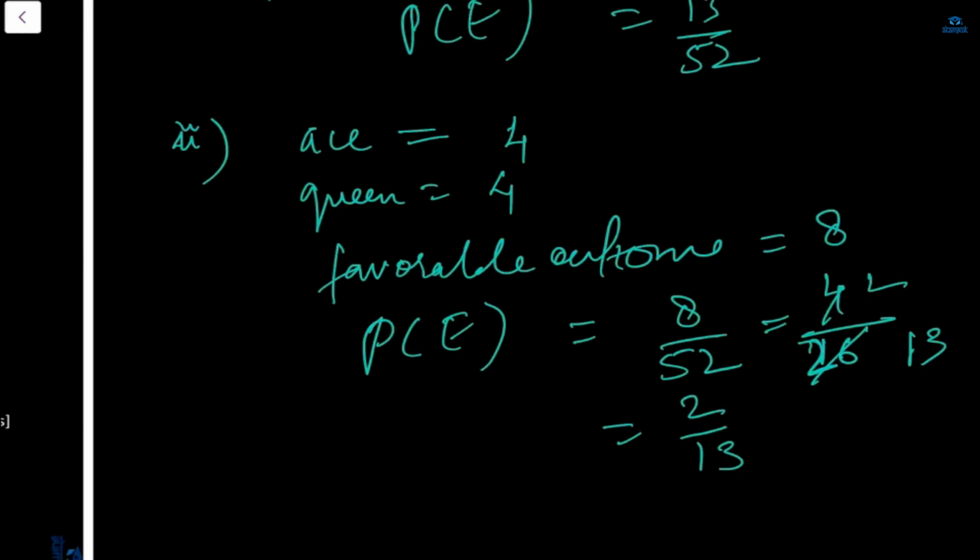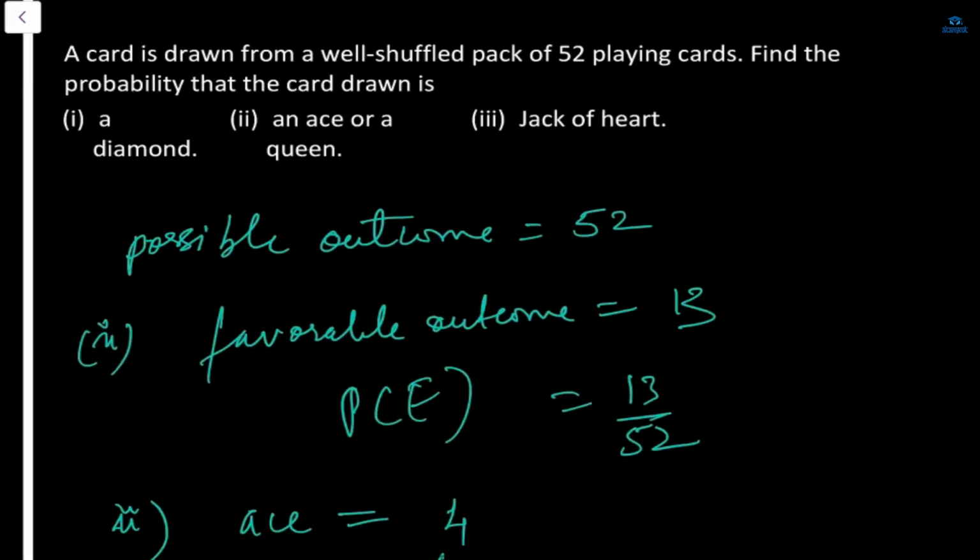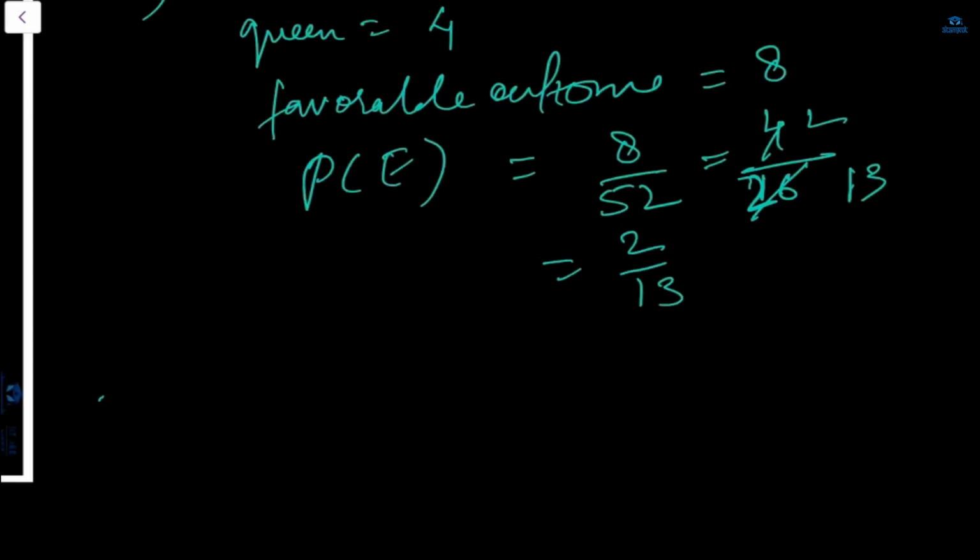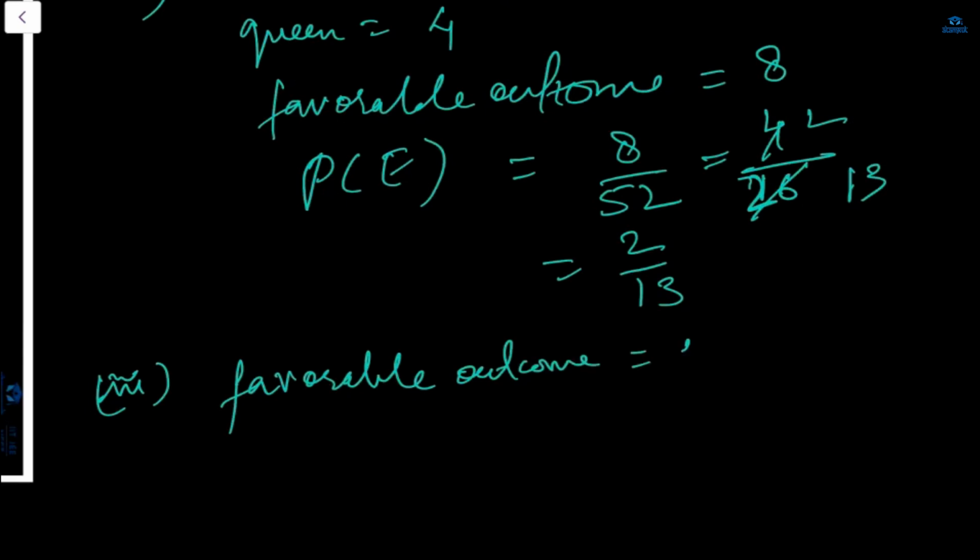Now the third part was also there, no? Jack of heart. So we have here the favorable outcome, jack of heart. So there will be only one card, because there are a total of 4 jacks, but it is specified that only the heart jack we have to take. So the favorable outcome will be equal to 1. So the probability of getting a jack of heart will be 1 upon 52.